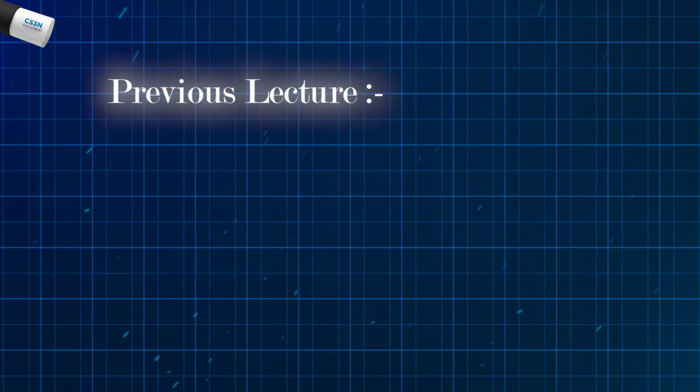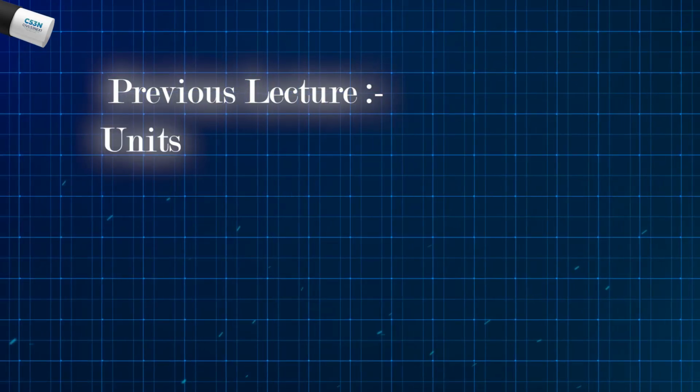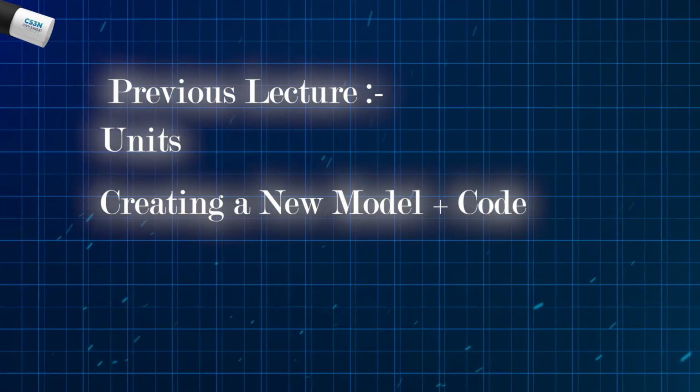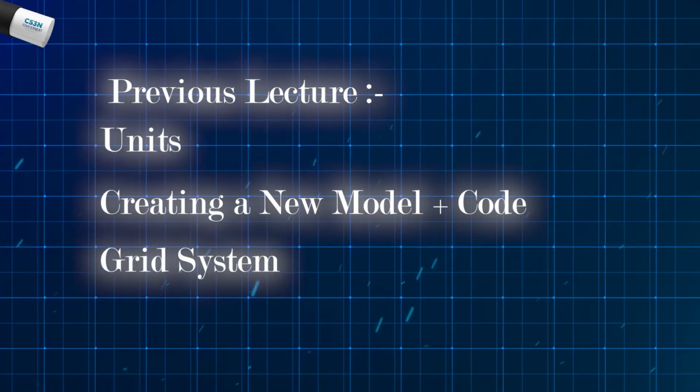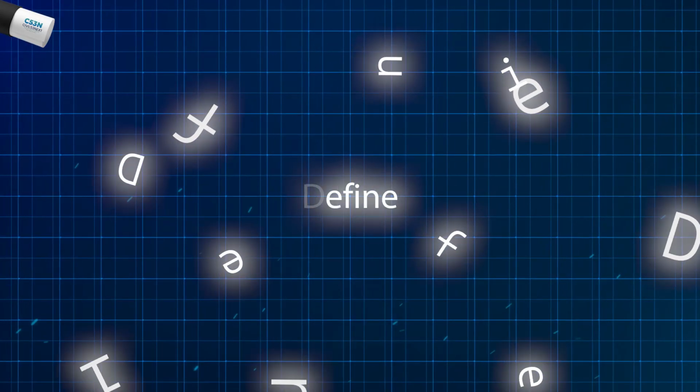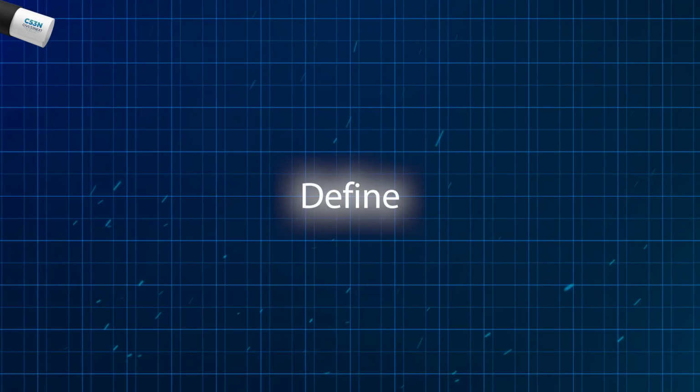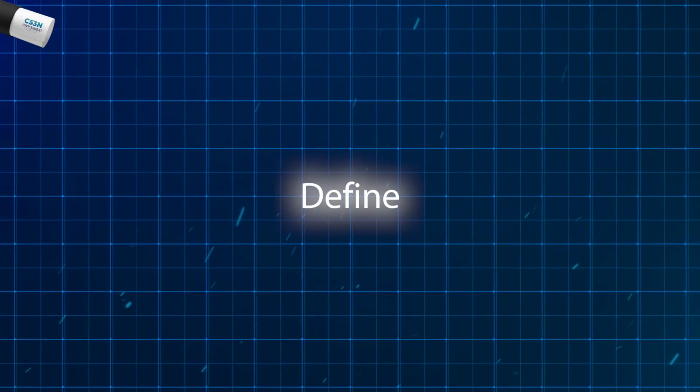In the previous lecture we discussed the following topics: units, creating a new model, selecting the code and setting up the grid system. The essential first steps to get your project ready in ETABS. Today we are diving into step 3, define. One of the most important stages in any structural project.